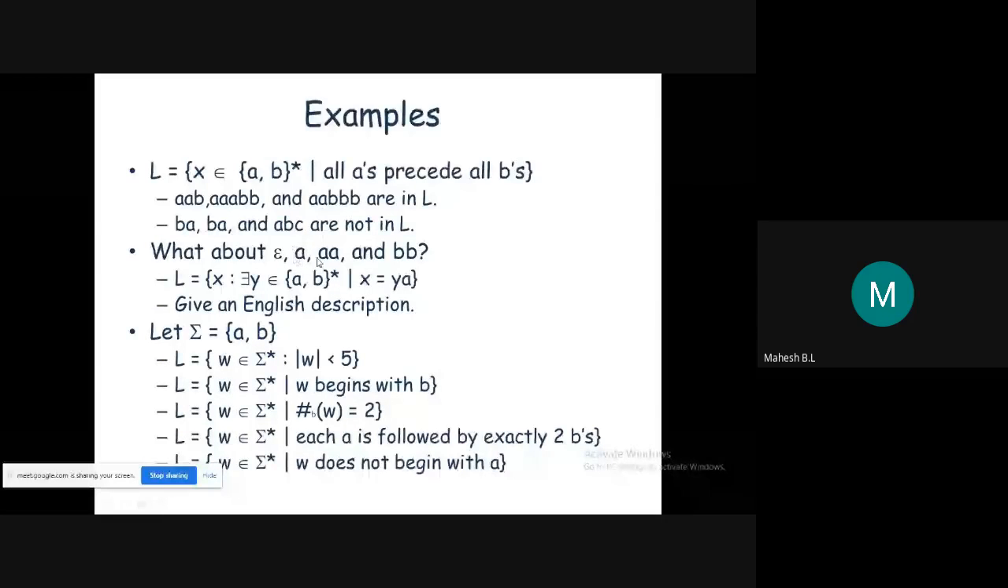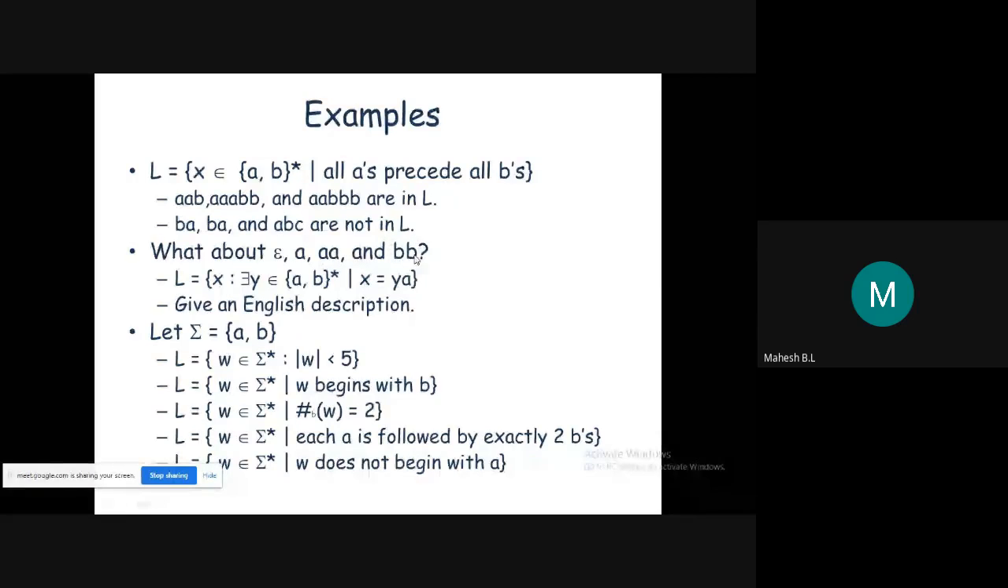See here, what is the condition? When all A's precede all B's, you say that string belongs to the language. So in A, there are no B's at all. That's why this condition is satisfied. That's why A belongs to the language. Similarly, AA, even here there are no B's. That's why even AA belongs to the language.